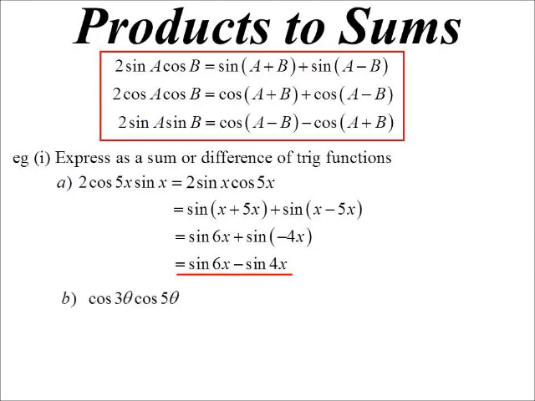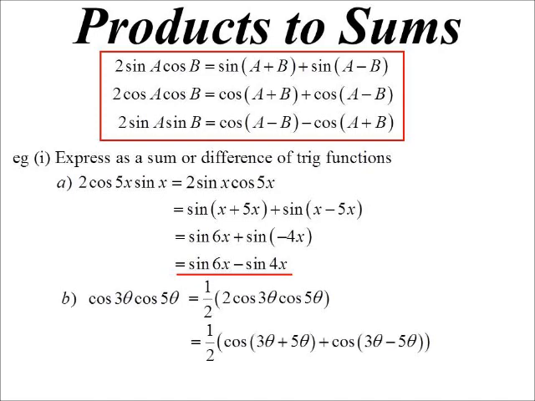So cos 3 theta, cos 5 theta, well, it's going to be half of 2 cos 3 theta, cos 5 theta. So now I could use the middle one. So it'll be the half of the cosine, I'll add them together, plus the cosine, I'll subtract them.